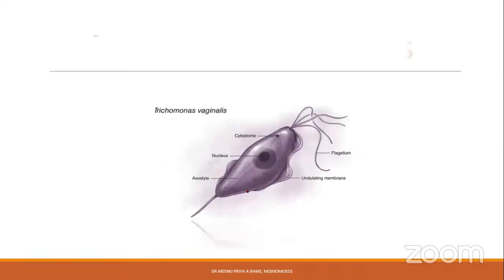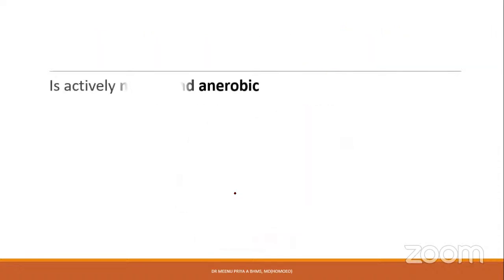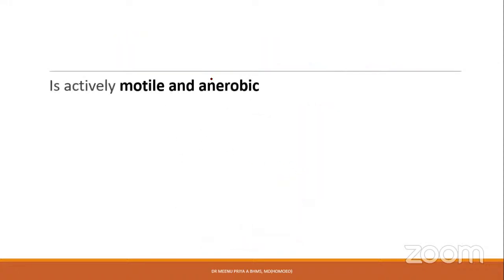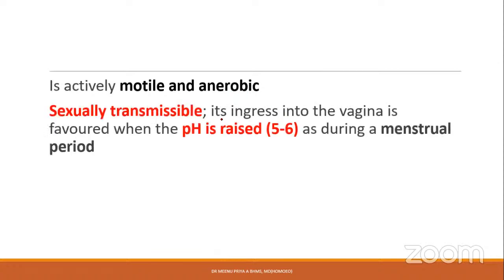Next is Trichomonas vaginalis. The organism itself is motile and anaerobic, and sexually transmissible. So always remember, Trichomonas vaginalis is a sexually transmitted disease. Usually it is an STI. It ingresses into the vagina, favored when the pH rises.